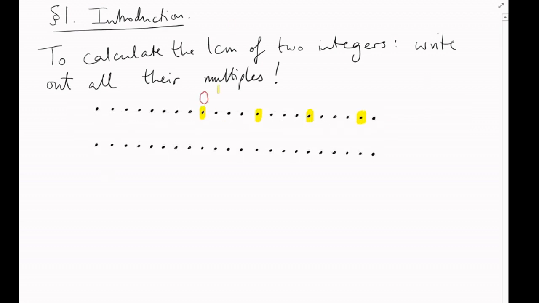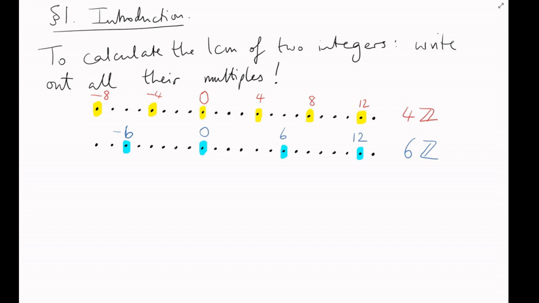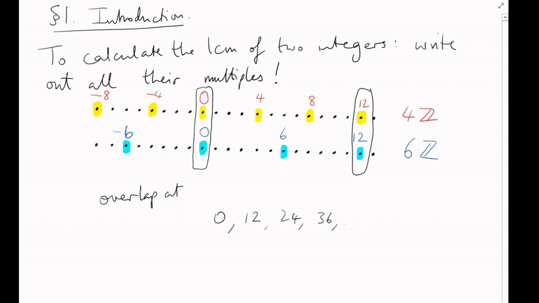I'll call the set of these numbers 4Z. And I've drawn out all the integer multiples of 6 to get 6Z. And let's look at where they overlap. You can see they overlap at 0. The next time they both overlap is at 12, then at 24, 36, and so on, and all the negatives of those numbers as well.